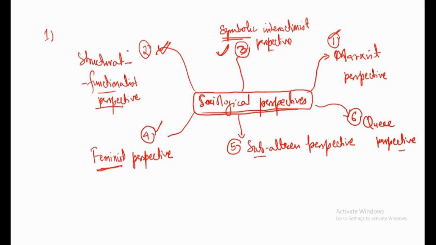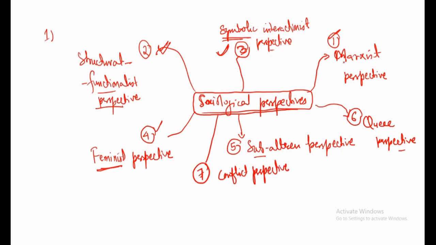Now I will tell you what the thumb rules are, what these perspectives mean for a common person. One perspective I have left. This is the seventh. This is the conflict perspective.